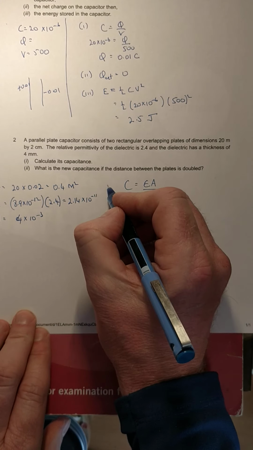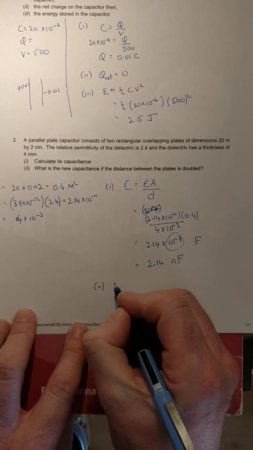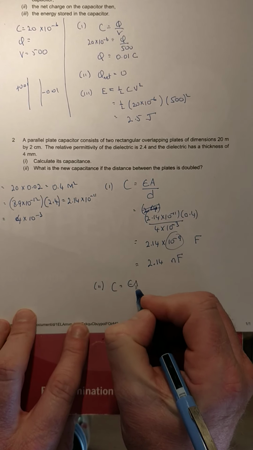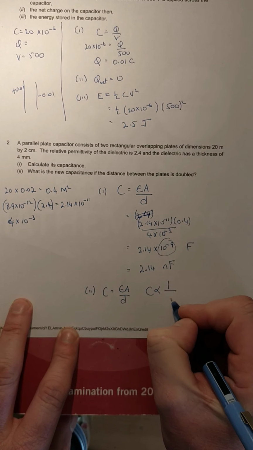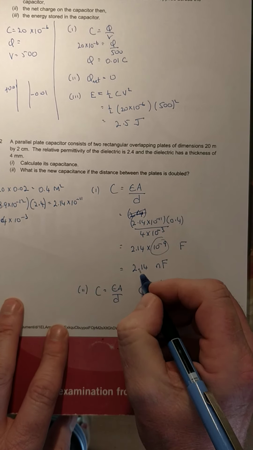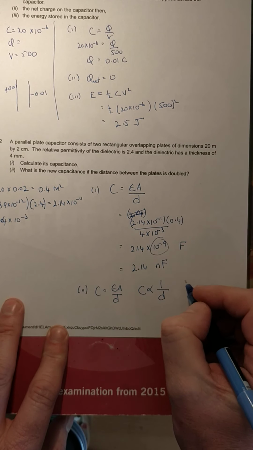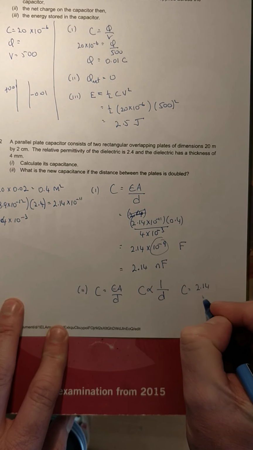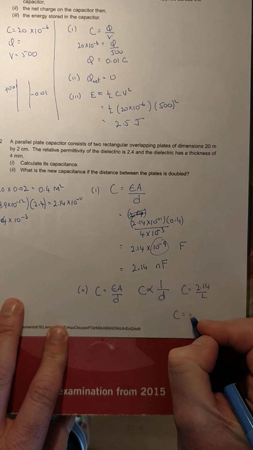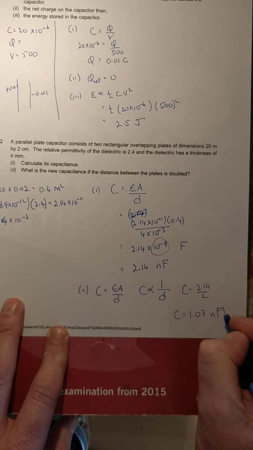The last part, part 2. Okay, what is the new capacitance? The distance between the plates is doubled. When you get something like this, you need to be able to use your proportionalities. So in this case, capacitance is inversely proportional to the distance. Okay, so if you double the distance, the capacitance halves. So the new capacitance is 2.14 divided by 2. So the capacitance is 1.07 nanofarads. There you go.